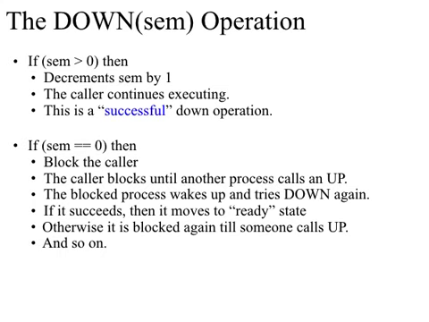If the blocked caller succeeds in completing the down operation, then it will move back to the ready state and then to running state. Otherwise, it will be blocked again until somebody else calls an up operation. So essentially, in summary, down operation is similar to decrementing the semaphore, except that if the semaphore value is already 0, then the caller blocks until somebody calls an up operation, at which point the down operation is attempted again.